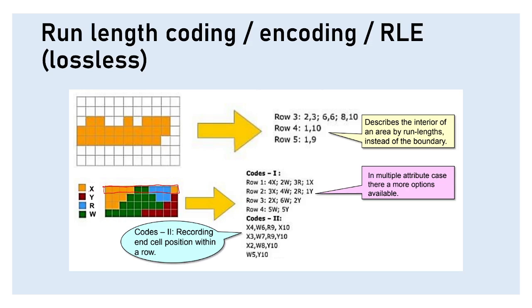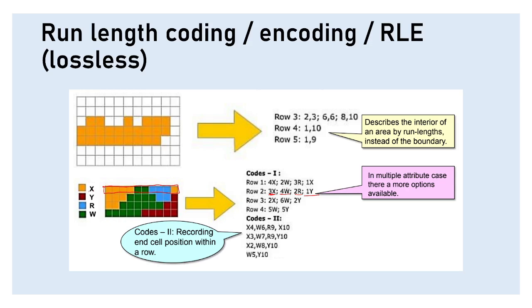Similar thing, if you take a look at the second row, you can see there are 3 yellow initially. So it is 3X. Then we have 1, 2, 3, 4, 4 green. So 4W. Then 2R and 1Y. Okay. Then if you take a look at row 3, it is 2X over here. Then 1, 2, 3, 4, 5, 6, 6W, and then 2Y. Then row 4, again 1, 2, 3, 4, 5, 5W, and again 5Y. So that is how, when you have multiple attributes, this is one way you can code it.